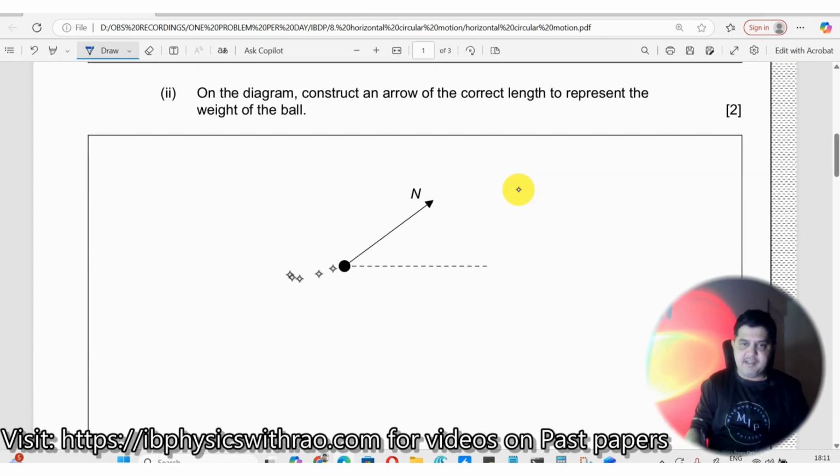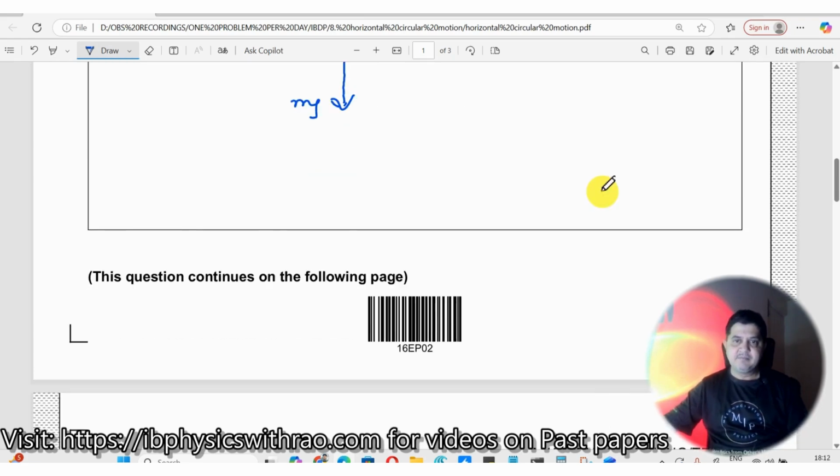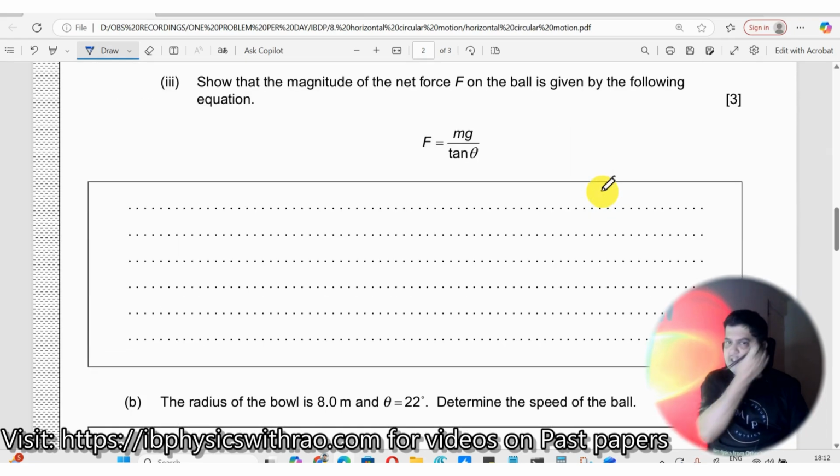Anyway, we have to draw it here. I will draw it here. I will write this as N sin theta, and I will write an analogous vector here, which will be equal to mg. Okay, next. Show that the magnitude of the net force F on the ball is given by the following equation: F equal to mg by tan theta.